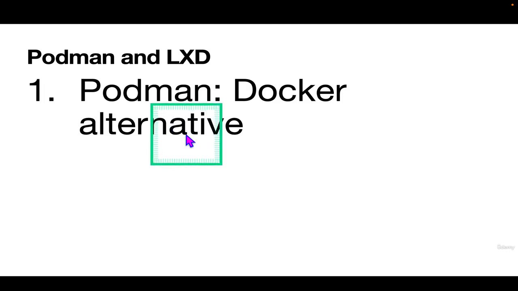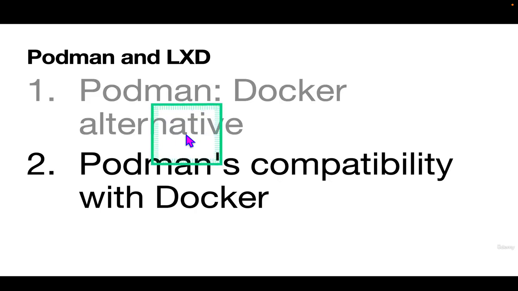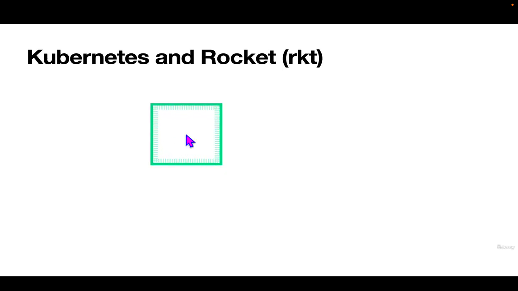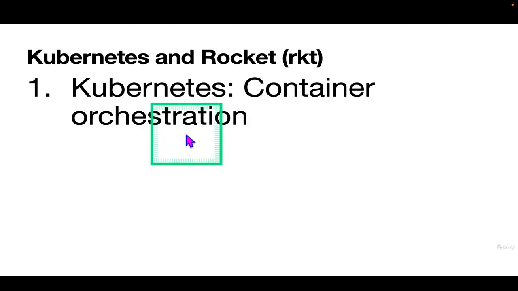So Podman is a daemonless open source container engine designed to be a drop-in replacement for Docker. Podman's compatibility with Docker: Podman is compatible with Docker CLI and Docker Compose, making it easier for users to transition from Docker. LXD, VM-like experience. So LXD provides a more virtual machine-like experience with containers built on top of LXC, which is Linux containers. So Kubernetes and Rocket. Kubernetes container orchestration.